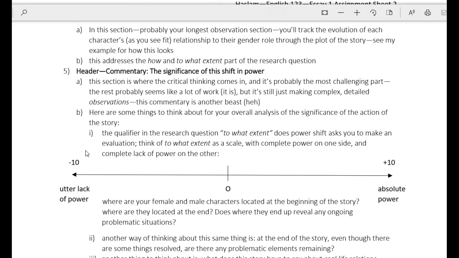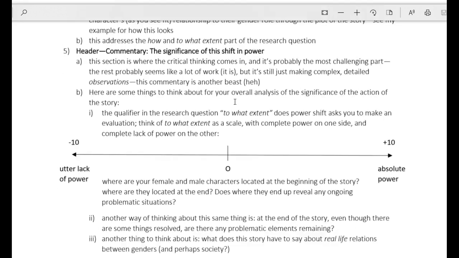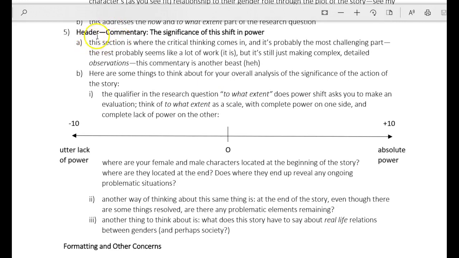Okay, so in this video, I have about 3 minutes left. I'm going to talk a little bit about how to write commentary. How do you interpret the end of the story? I write here, so your conclusion essentially is going to bring the focus outward from the story to some larger significance. And so this section I write here is where critical thinking comes in, and it's probably the most challenging part. The rest is a lot of work, but it's still making complex, detailed observations. This commentary is another beast, or wolf, if you will.